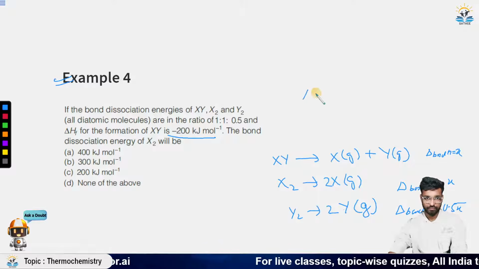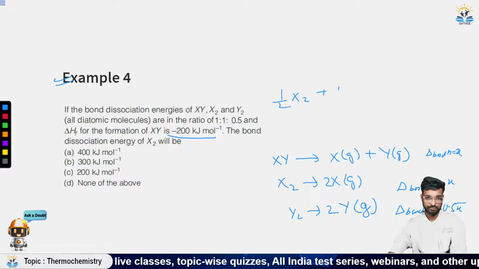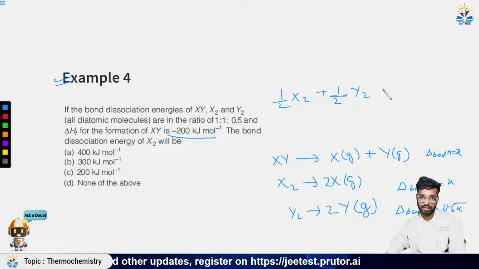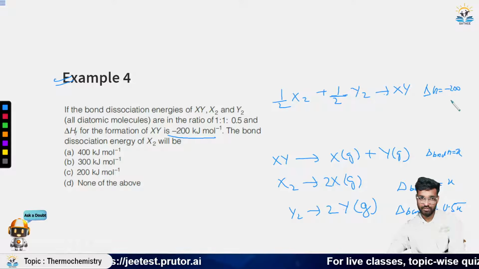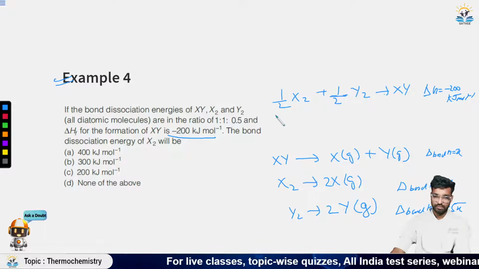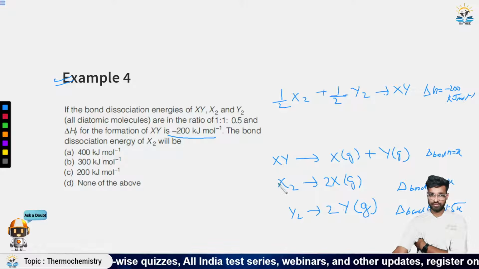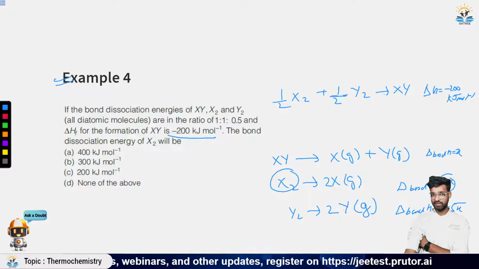Means X2 plus Y2 is given as XY. So this value is given, it is 200 kilojoule per mole. So this many equations we have, and we have to find the bond dissociation energy for X2. So we have to find this x value first. So how will we do it?